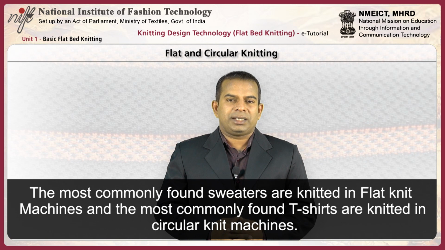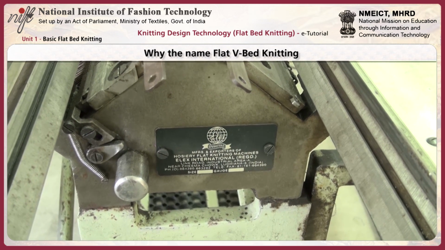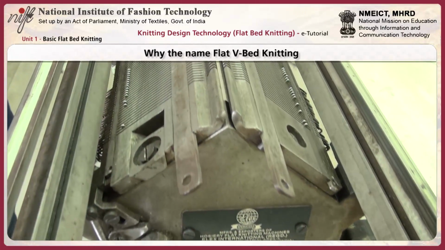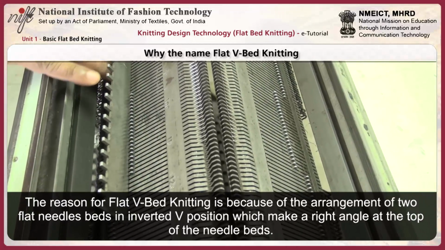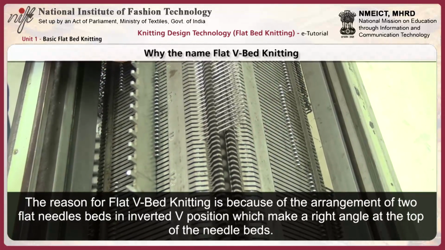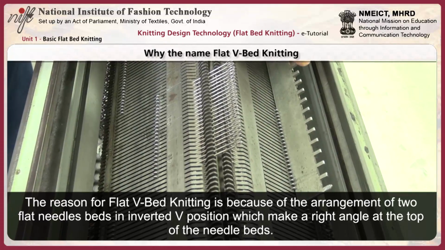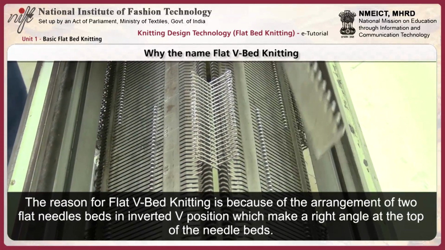The most commonly found sweaters are knitted in flat knit machines, and the most commonly found t-shirts are made in circular knitting machines. In this course, since we are concentrating on flat knitting, it will be interesting to start with the name itself. The reason for the name flat V-bed knitting is the arrangement of two flat needle beds in an inverted V position, which makes a right angle at the top of the needle bed.